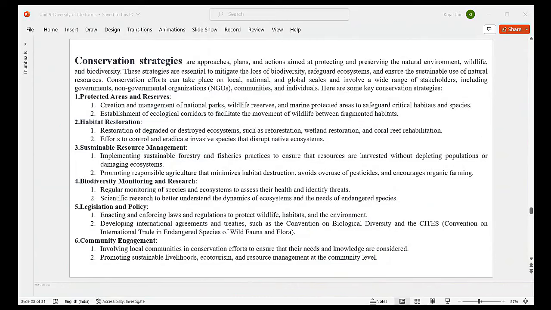Now we have one more term, that is conservation strategies. That is, what are the various strategies that we have that could be used to conserve the organisms, to protect and preserve the natural habitat and natural environment of the organisms. So what are these? These are the approaches, plans and actions that are aimed at protecting and preserving the natural environment, wildlife and biodiversity. These strategies are essential for making sure that there is less loss of biodiversity, the ecosystem gets safeguarded, ensuring sustainable use of natural resources, etc.